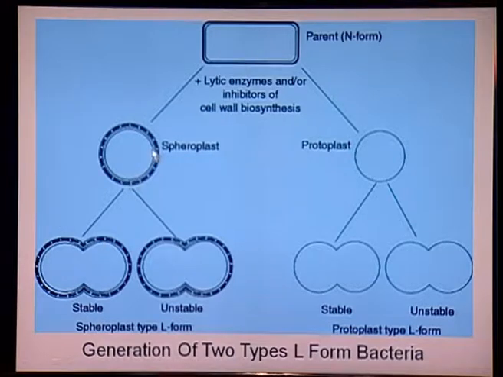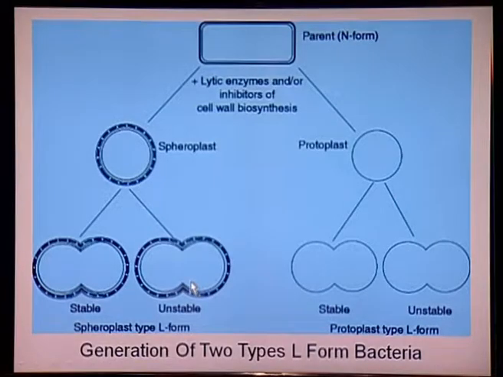So when the cell wall is stripped off, it produces spheroplast or protoplast, and they were dividing freely. It can create a stable structure, meaning they will remain like that for a longer period, or at the same time they can be unstable, that is, they revert back to their normal bacterial cell.